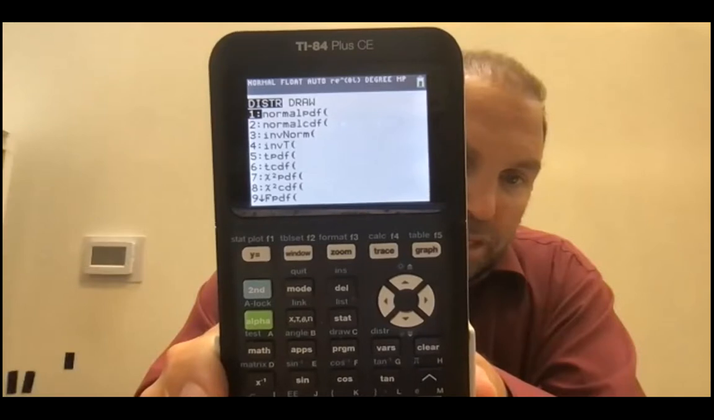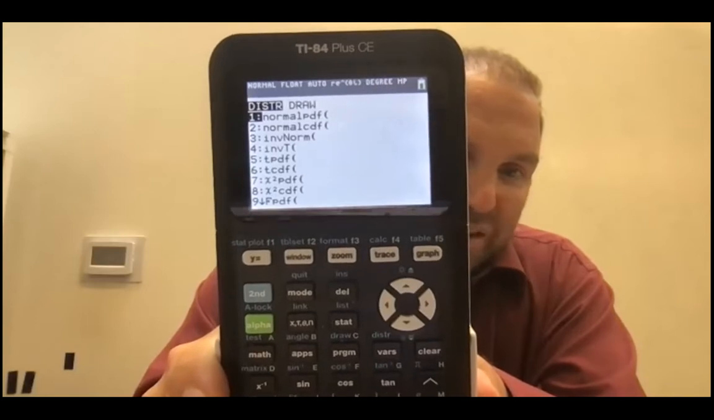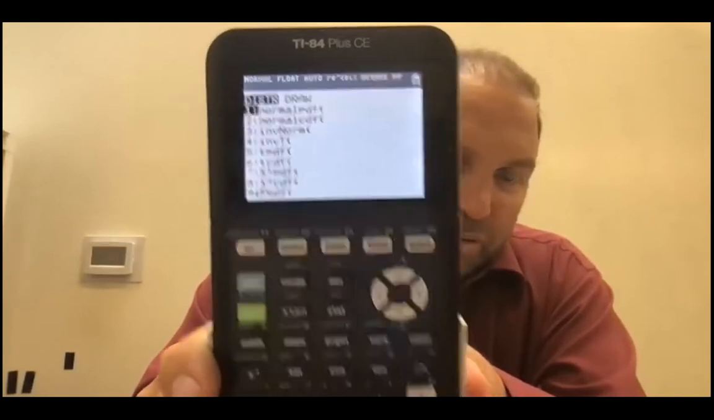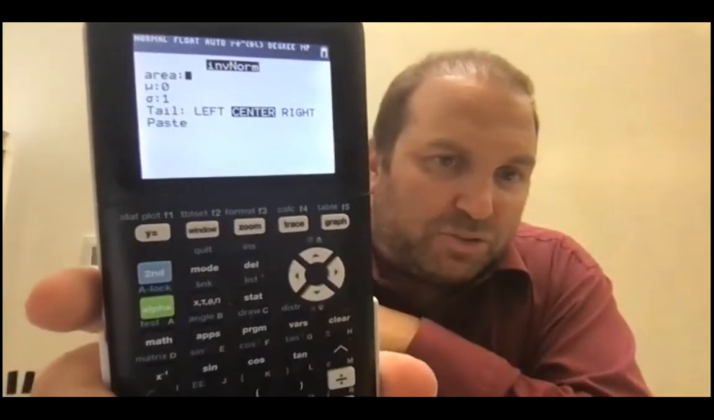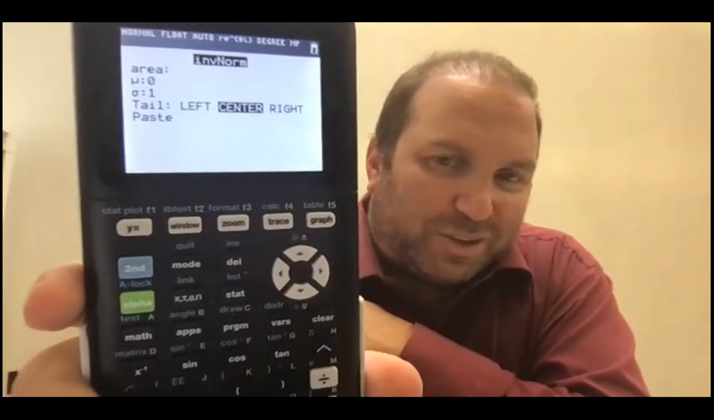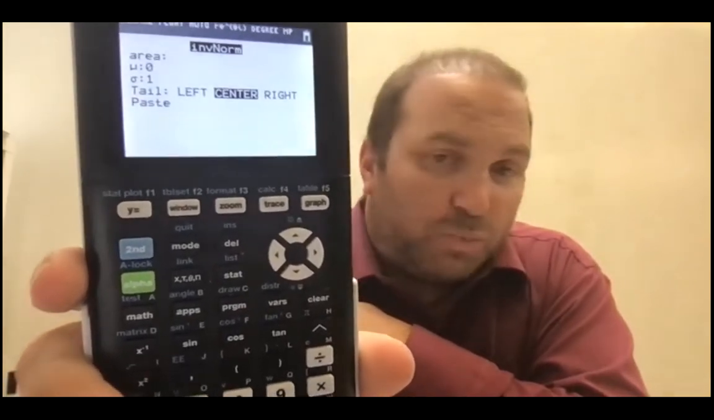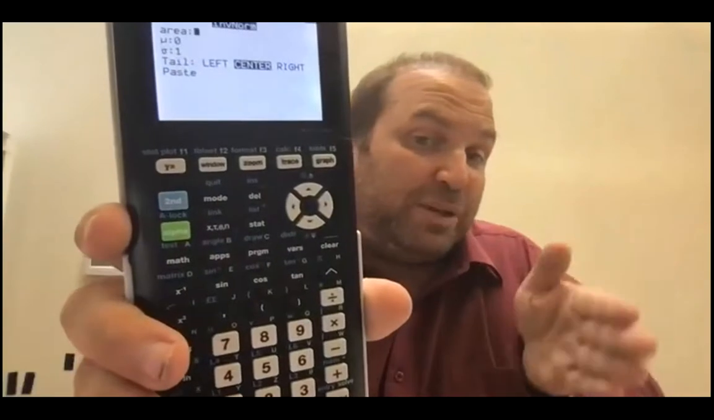Not 1. Is it 3? Number 3, the inverse normal. What does inverse mean? Basically, reverse the direction. Now, my calculator, which is certainly better than the TI-83, Leanne, I'm just saying, says, what area would you like? What mean would you like? What sigma do you want? And not only that, do you want the area on the left, in the middle, or on the right?